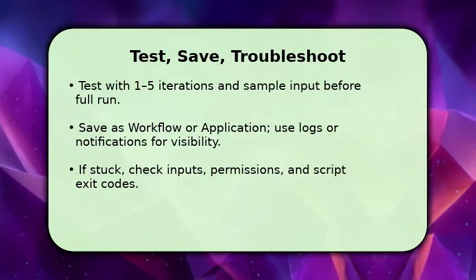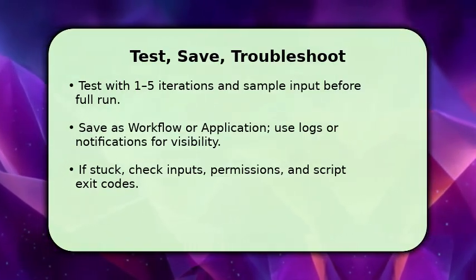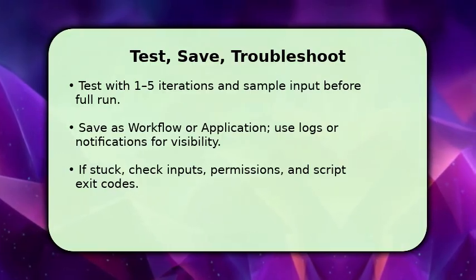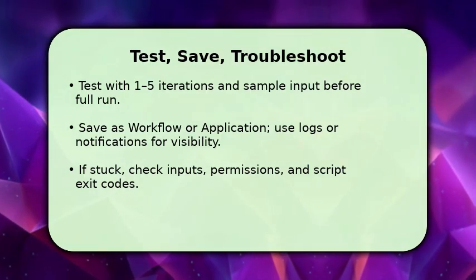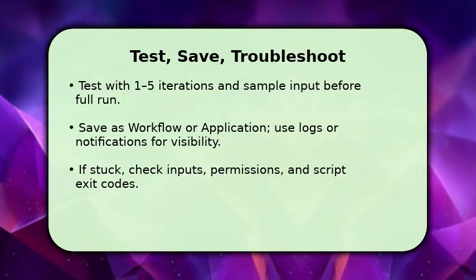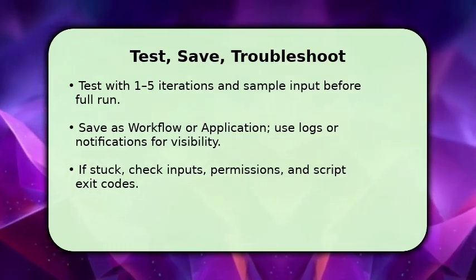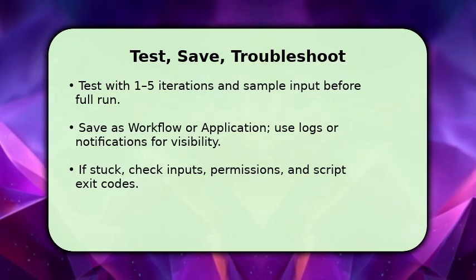If the loop misbehaves, make sure inputs are correct, check file and automation permissions, and inspect script exit codes or Automator logs. If needed, reduce iteration count and rerun. This isolates the failing step and lets you fix it quickly.